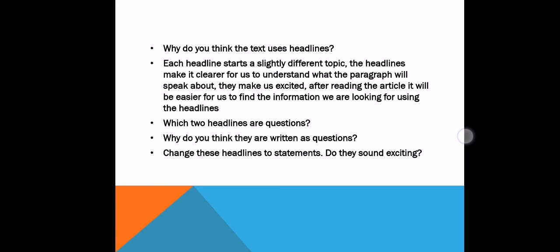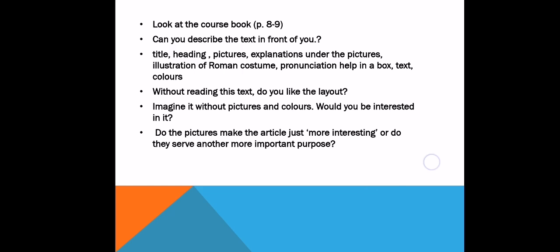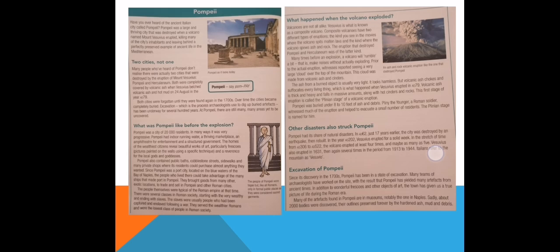We're going to head back to where the text began, and we're just going to go ahead and read through it. So, Pompeii. Have you ever heard of the ancient Italian city called Pompeii? Pompeii was a large and thriving city that was destroyed when a volcano called Mount Vesuvius erupted, killing many of the city's inhabitants, and leaving behind a perfectly preserved example of the ancient life in the Mediterranean.